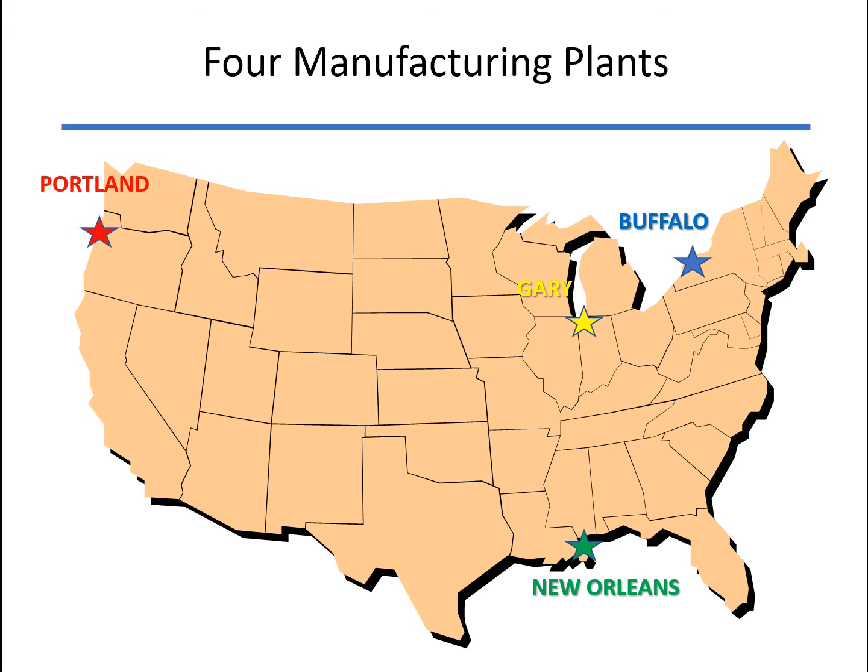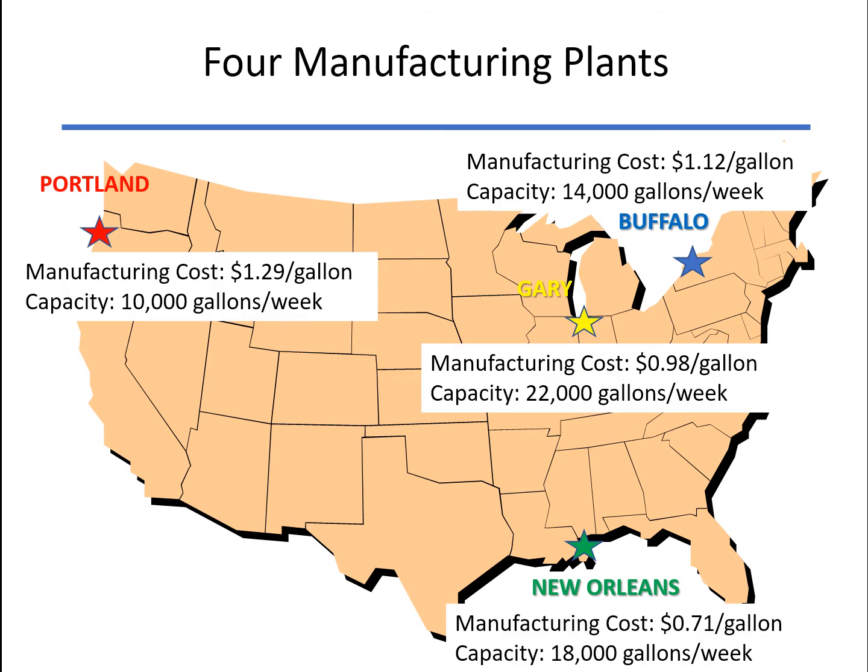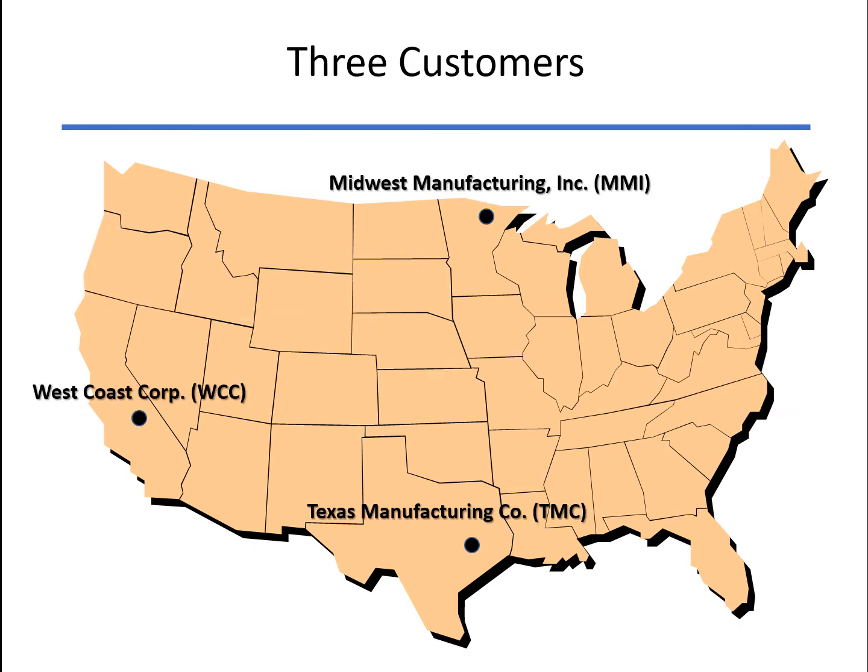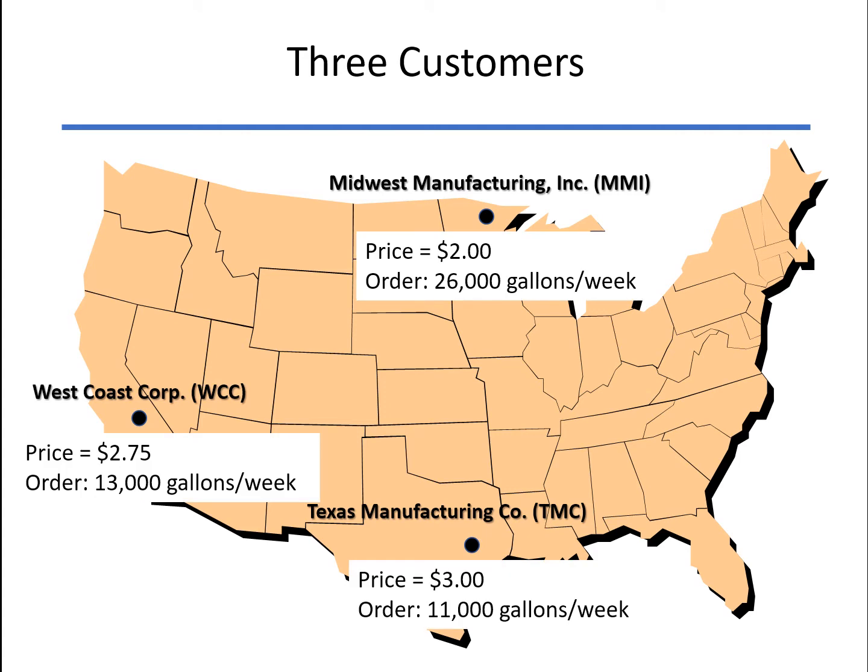So here are our 4 manufacturing plants: Buffalo, New York; Gary, Indiana; New Orleans, Louisiana; and Portland, Oregon. So the largest of those plants is in Gary, Indiana, which can do 22,000 gallons a week. And Portland is the smallest with a capacity of 10,000. Also, the costs are higher in Portland, and they're the lowest down in New Orleans. Our 3 customers are spread out as well in Minnesota, California, and Texas. The company in Minnesota orders the most, 26,000 gallons a week, so they pay the smallest price of $2 a pound. And in Texas they order the least, and so their cost is at $3 a pound.